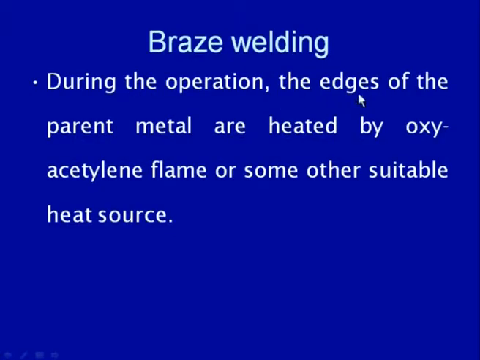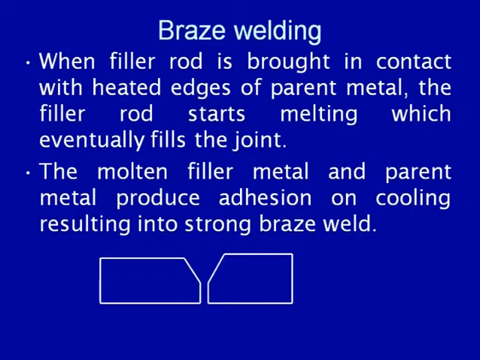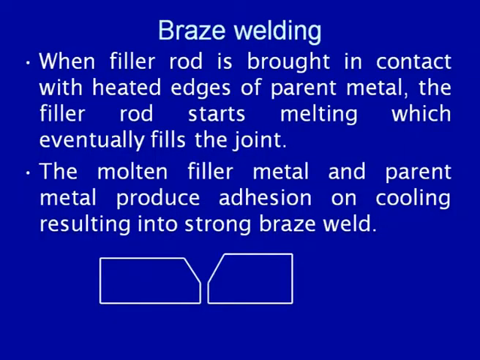So, during the operation, edges of the parent materials for braze welding are heated using a suitable oxyacetylene flame or some other suitable heating source, and once the desired temperature is reached, the filler rod is brought in contact with the heated edges of the parent material to be joined. Because of this the filler rod starts melting and eventually fills the joint, and the molten filler material and the parent metal produce adhesion on cooling, resulting in a strong braze joint.